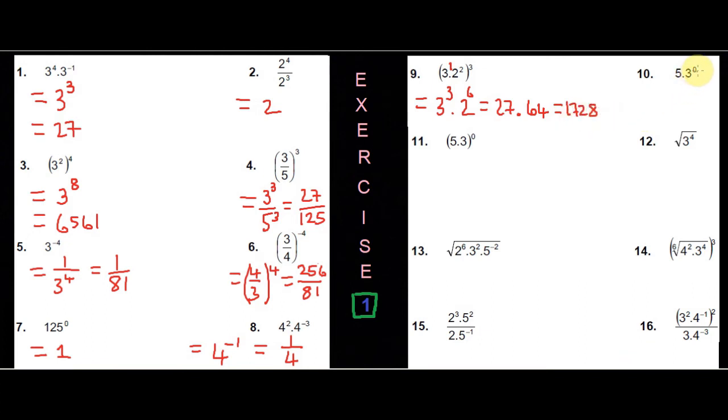Here we know that 3 to the 0 is 1. So it's just going to be 5 times 1, which is 5. Everything in the brackets is raised to the power 0. So we know this is going to be 1. Then we have a 2 here that we don't write in the square root. So it's going to be 3 to the 4 over 2, which is 3 squared, which is 9.